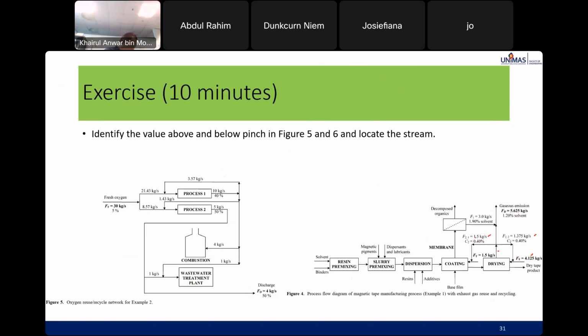If you minus 1.5 and 1.375, the remaining here is 2.625. Well, below the pinch, and anything below the pinch normally gets discharged. How do you know? Back to the thing we did last week. Anything below the pinch you can discharge. For stream at pinch, you can discharge and reuse or recycle it. For above the pinch, that one is totally reuse and recycle.